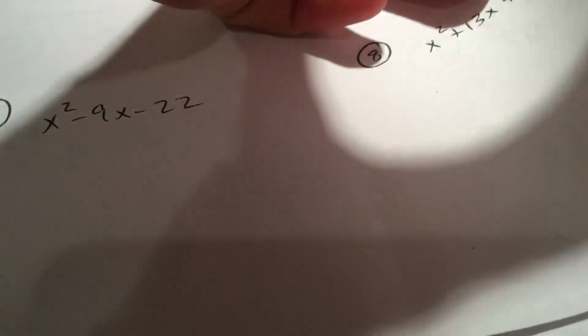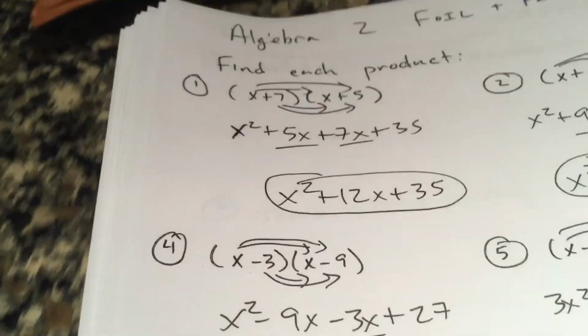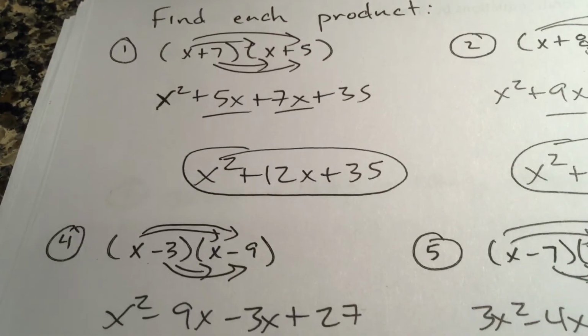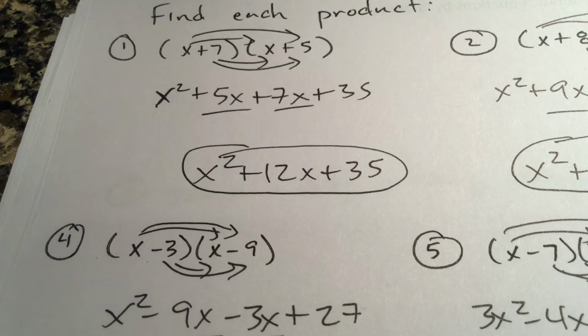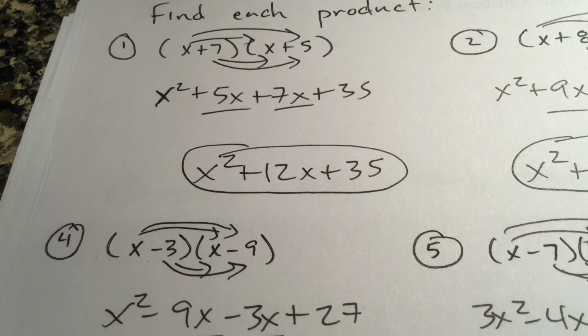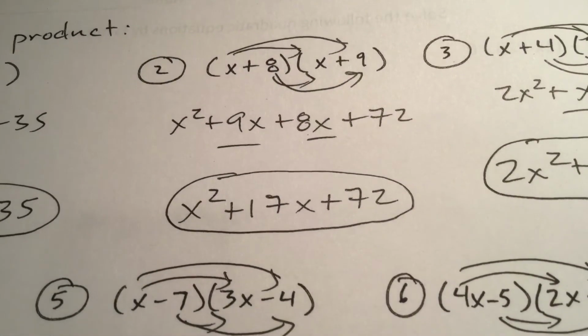All right, so then we're going to skip here to page 26. And 26 is pretty much a full page of foiling. So try those. Find each product. To find each product means foil, okay? X times x is x squared, x times 5x, 7 times x, 7 times 5, 5x, 7x gives you 12x. There we go again. Again, we're going to go backwards on factoring here pretty soon.